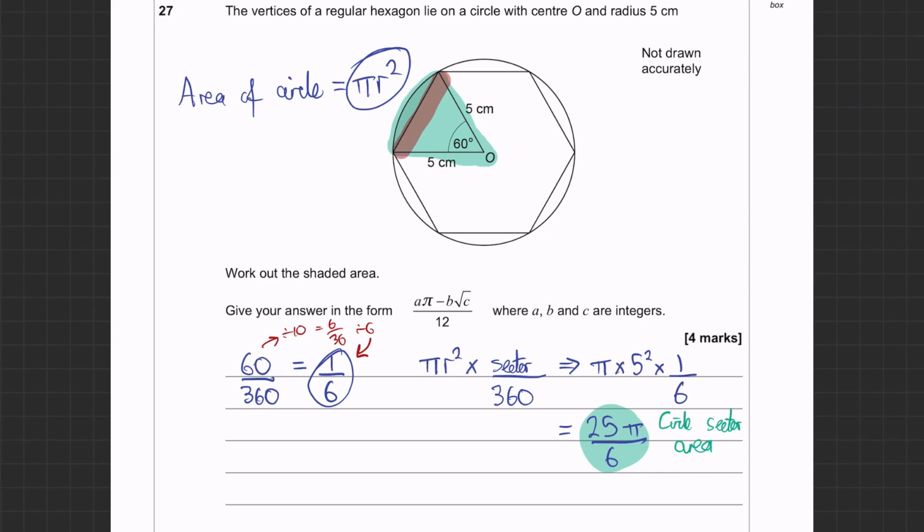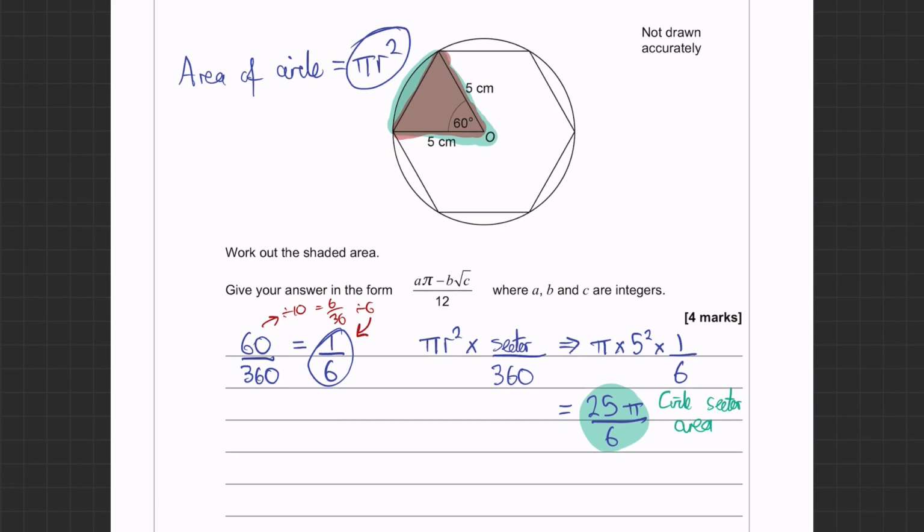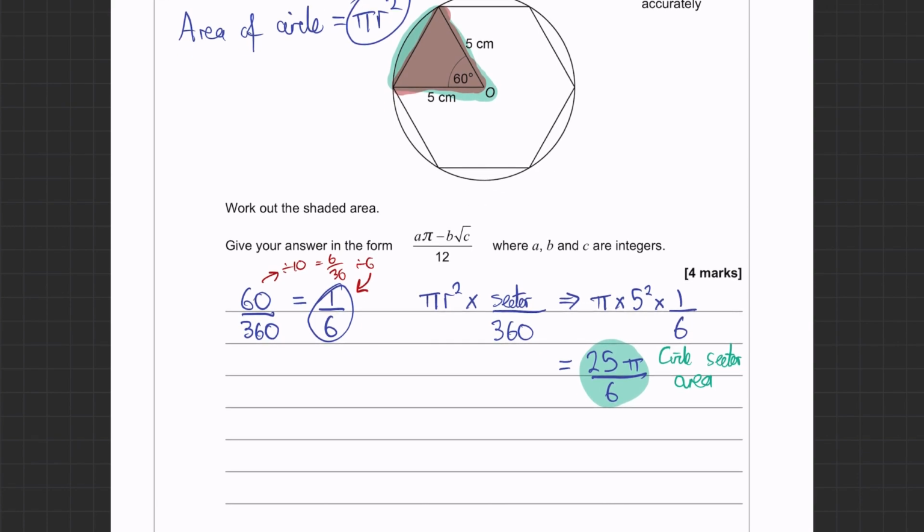But now we need to find the area of this triangle. This gets a little bit trickier because we don't have the height. You could use Pythagoras, but for this I'd recommend using trigonometry. Scroll down a bit, because the area of any triangle is half ab sine C. And we've got the values of a, b and the angle C. So I'm going to import that information.